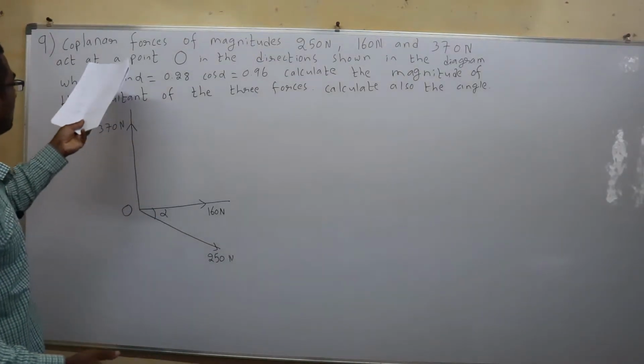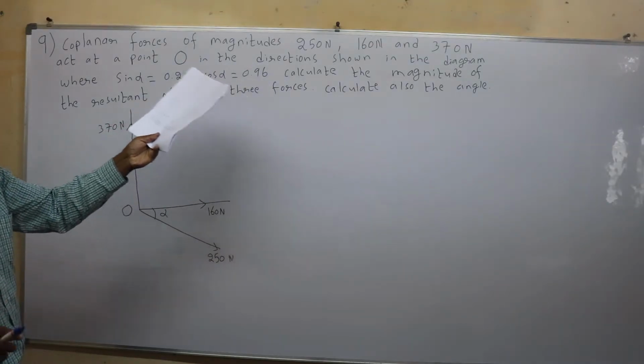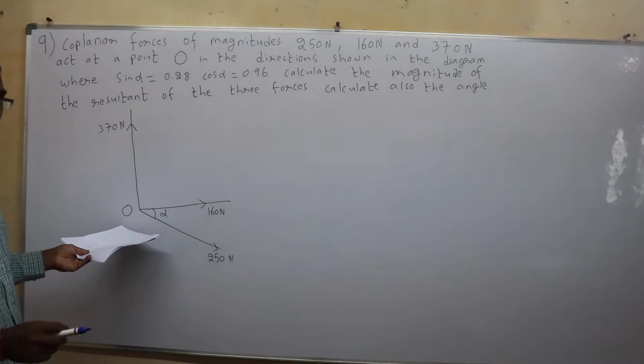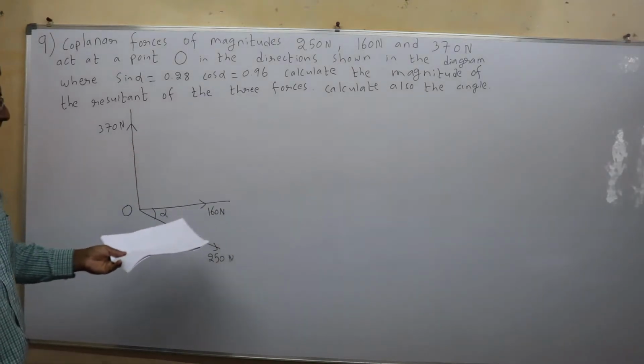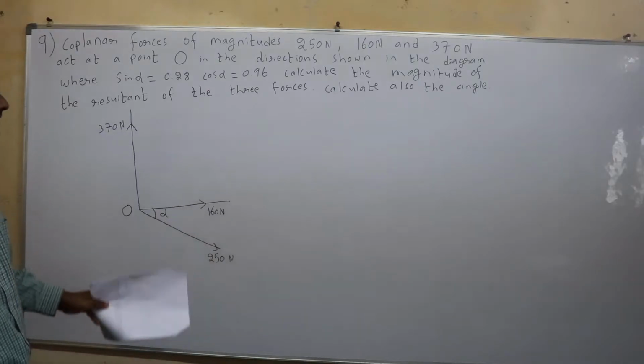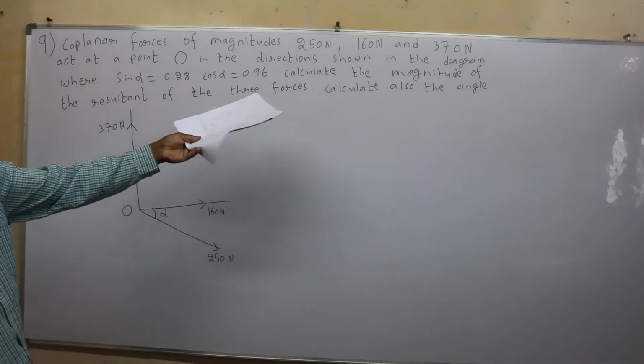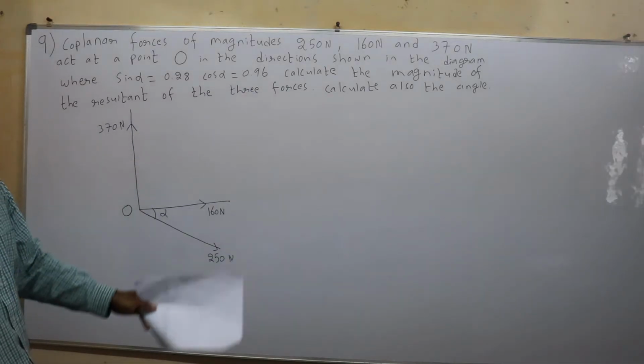Next sum. Coplanar forces of magnitude 250, 160 and 370 act at a point O in the directions shown in the diagram. 250 is acting here, 160 is here, 370 is here. Where sin alpha is equal to this much, cos alpha is equal to this. Calculate the magnitude of the resultant of the three forces.